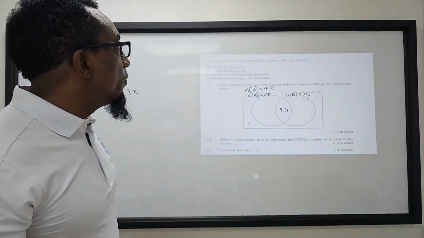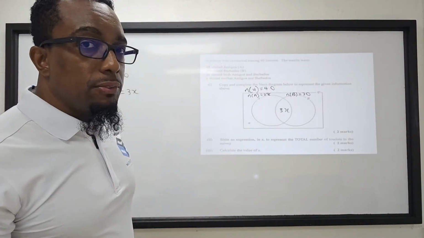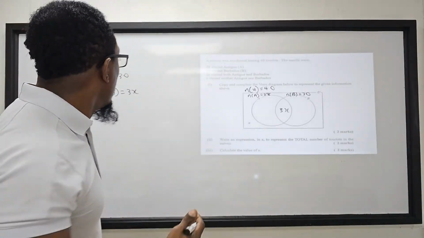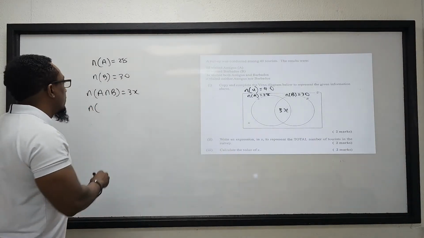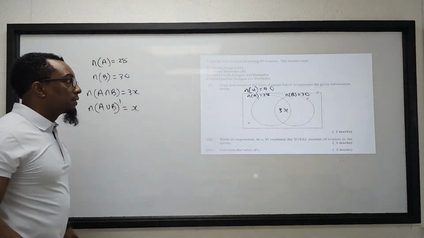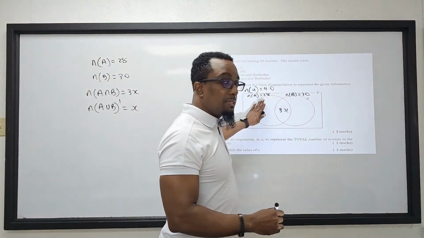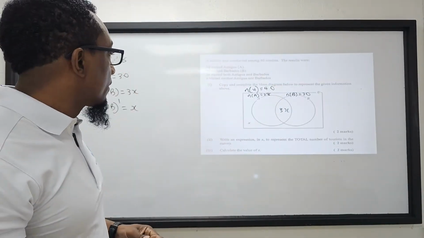And the number who visited neither Antigua nor Barbados will be x, that goes outside. And of course, it's important to know the set notation. That is the number of A union B complement, that's x. That's neither. So remember, this entire region represents a union. So outside, of course, will be the complement of that, right?